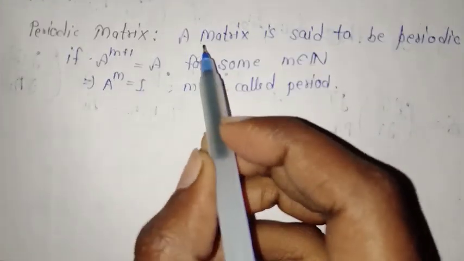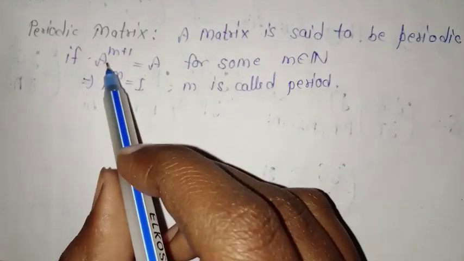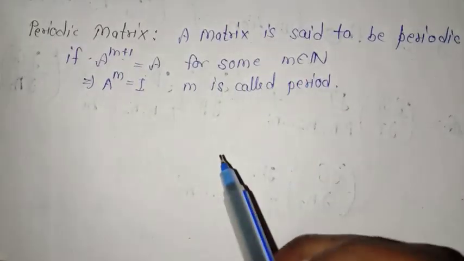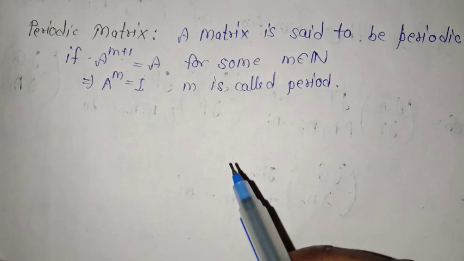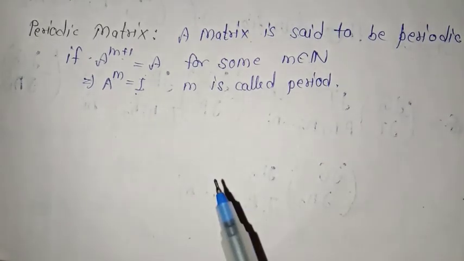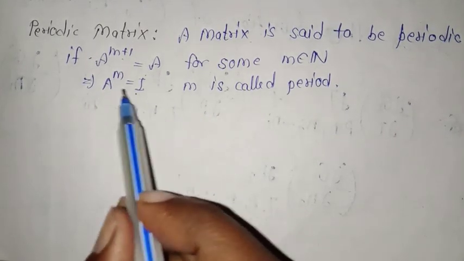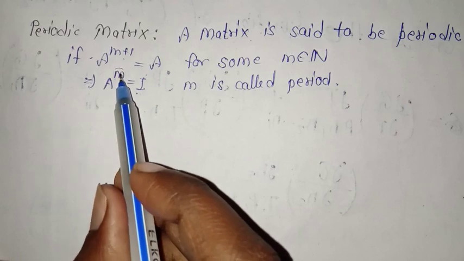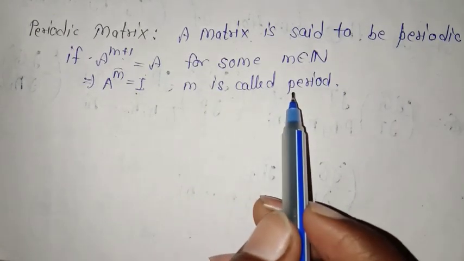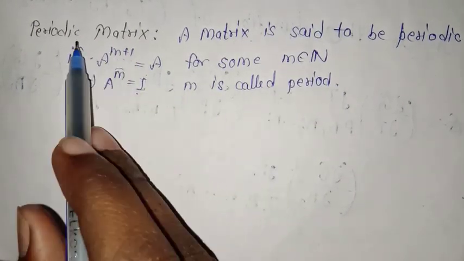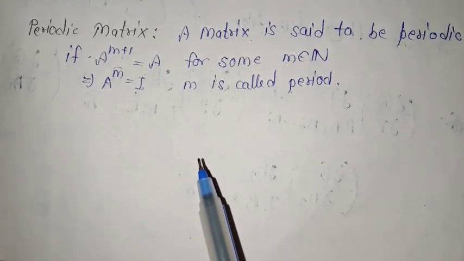Now suppose you have a matrix and you are taking some of its integral powers. After taking some of its integral powers, you get the identity matrix. Then you will say that the power that you have taken becomes the period for that matrix, and the matrix is said to be a periodic matrix.